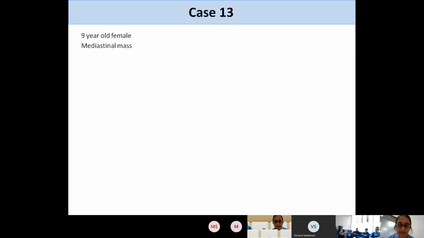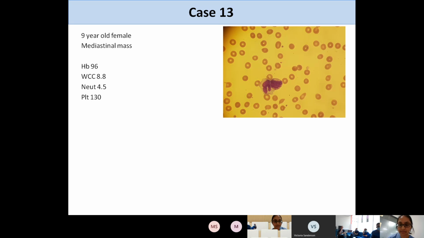So this is my final case. This is a 9-year-old female who presented with a mediastinal mass. She had a reasonable count. Hemoglobin was 96, white cells 8.8, neutrophils 4.5, and platelets 130. Her blood film was relatively nondescript. She's got a myelocyte here, so there's some left shift in the myeloid series. That may be because there's some problem in the myeloid lineage. That may be because she has a stressed marrow and she's reacting to something.